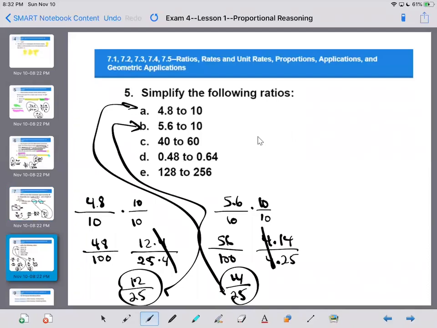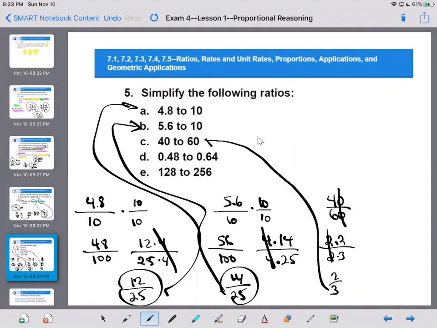On C, I'm looking at 40 divided by 60. These zeros will divide out because that's really 4 times 10 and 6 times 10. So I get 4/6, which can simplify to 2/3. And then 48 hundredths compared to 64 hundredths. If you compare them, you're actually dividing, so you would really just end up multiplying by the reciprocal.